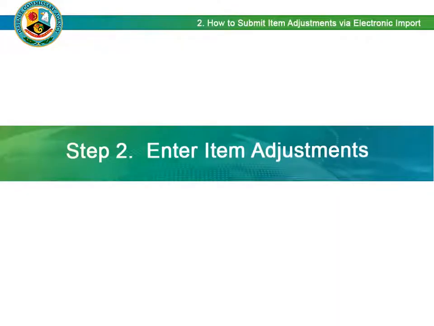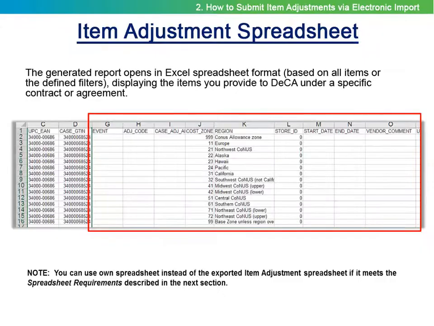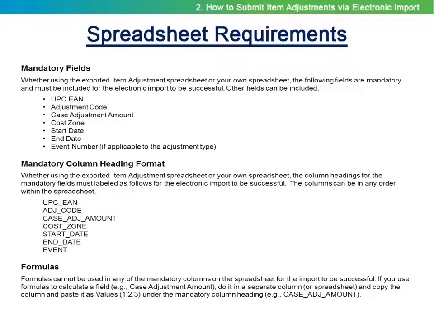Step 2. Enter item adjustments. The generated report opens in an Excel spreadsheet format. Enter the item adjustment details, then save the spreadsheet in your document library on your PC. Again, note that the UPC-EAN for an item is listed for each cost zone served per your contract or agreement. Whether using the exported item adjustment spreadsheet or your own spreadsheet, some fields are mandatory and must be included for the electronic import to be successful.